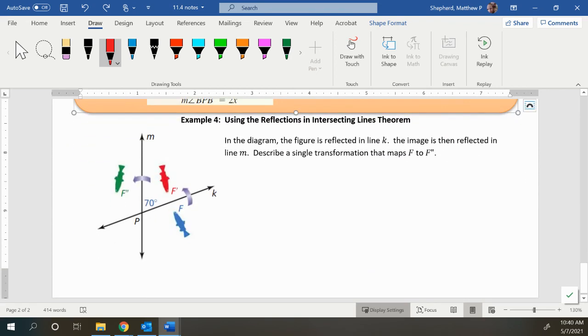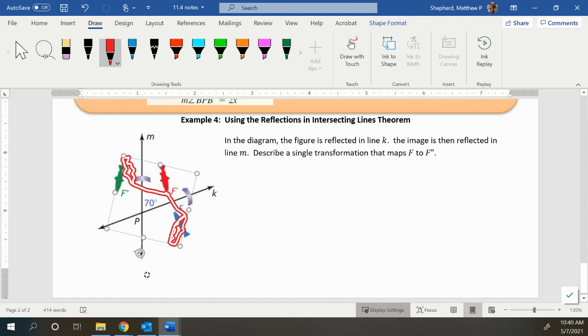All right, so in this final problem, we got a blue fish. It got reflected over K to become the red fish. Red fish gets reflected over M to become green fish. We notice that there is a 70-degree angle between those two lines. So it is a rotation that is taking green fish over to the blue fish. Let's see if I can get that to work just right. Hopefully it did.